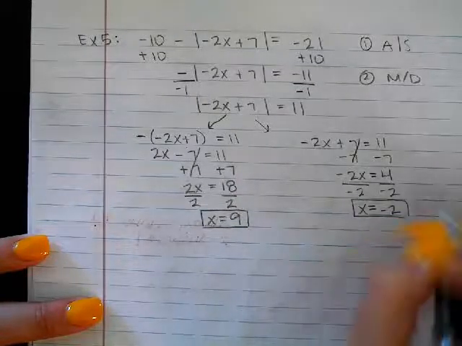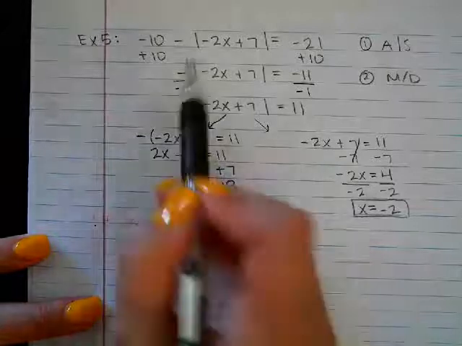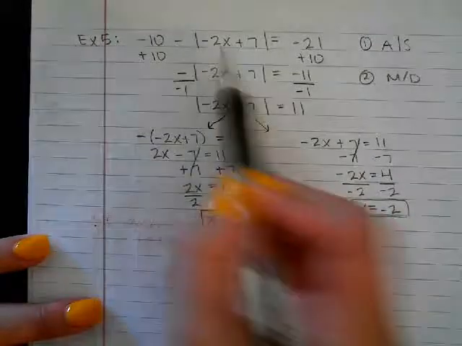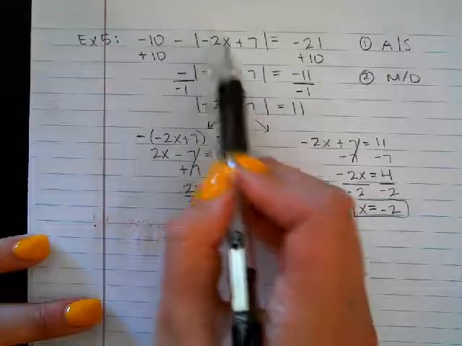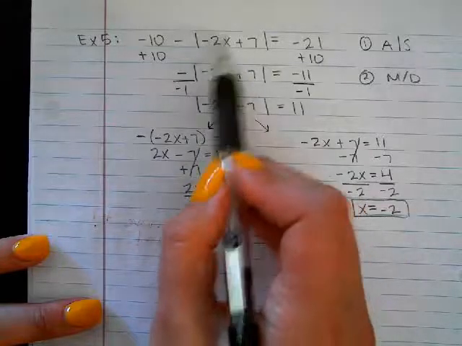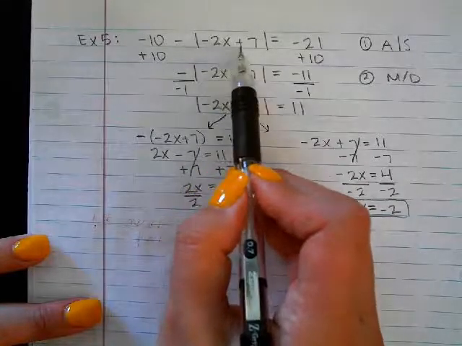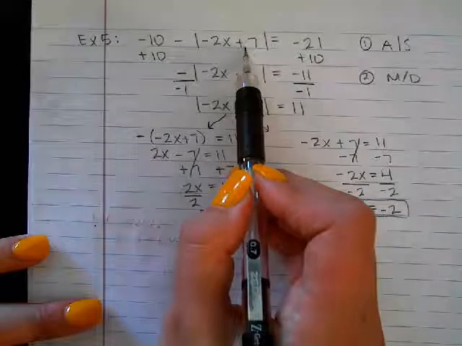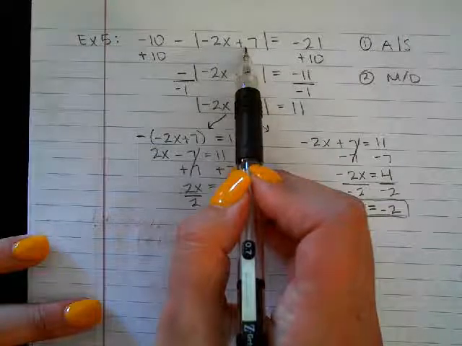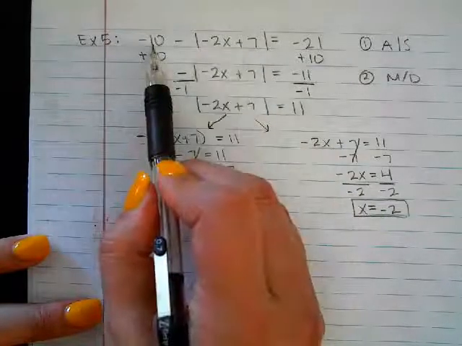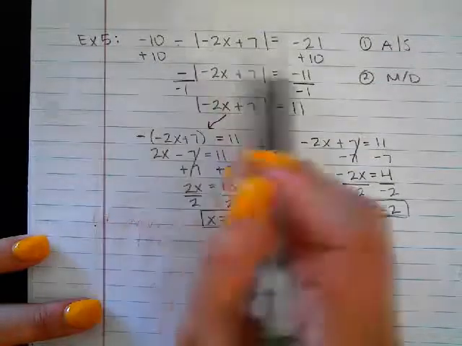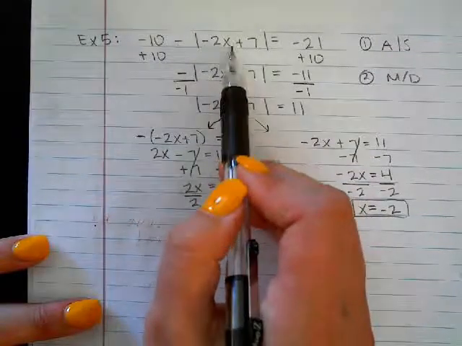And I could go back and make sure that they work. Negative 18, so negative 2 times 9 is negative 18. Negative 18 plus 7 is negative 11. So negative 10 minus the absolute value of negative 11 is positive 11. Negative 10 minus 11 is negative 21.